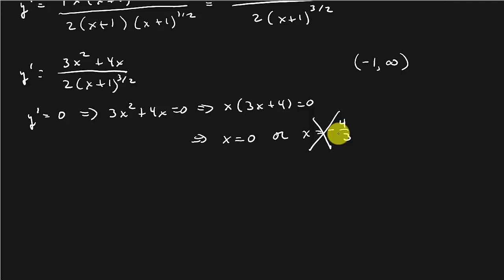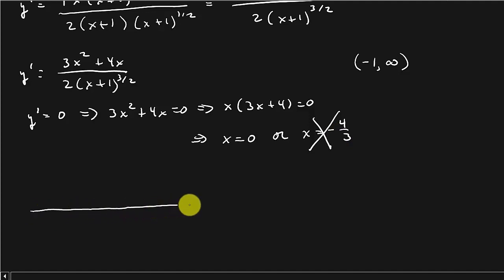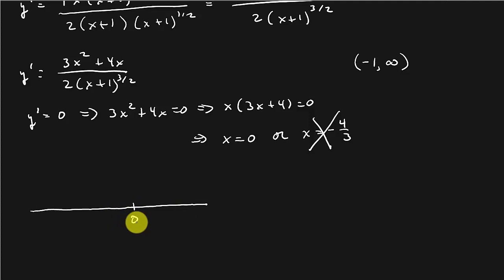All right, so now I've got to do my number line. All right, and I'm going to put the 0 on there. Now, remember your critical numbers, that's where the first derivative is 0 or where it's undefined. Okay?